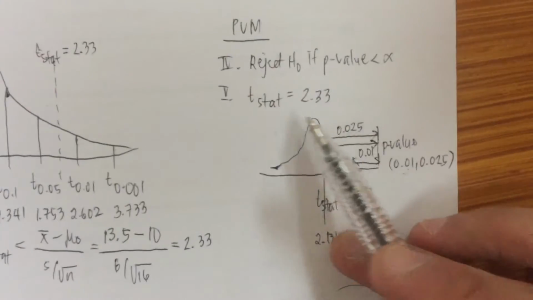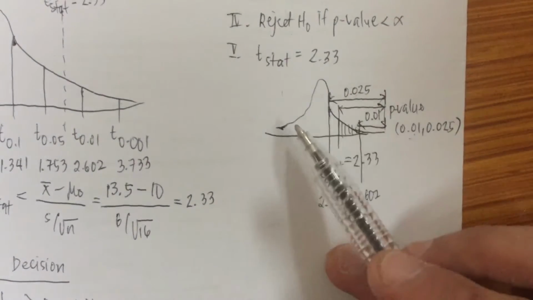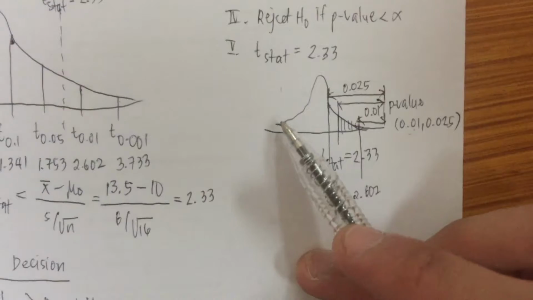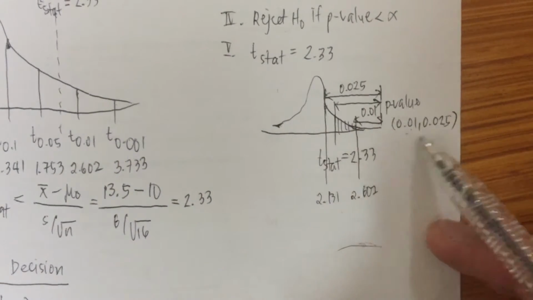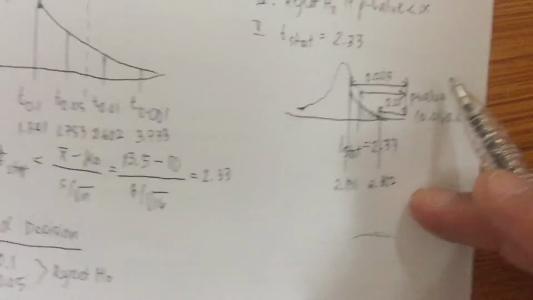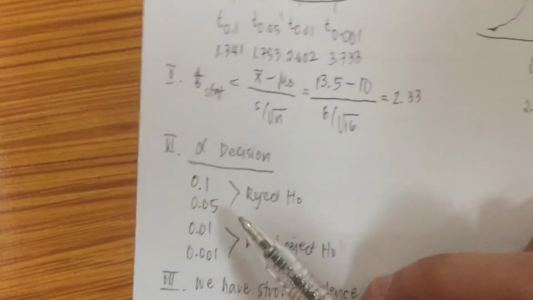Now, for the p-value method, it's the same practice. So the total area to the left will now be the p-value. So in that case, you can again come up with an interval for the possible value of the p-value, and that should be enough to make decisions.